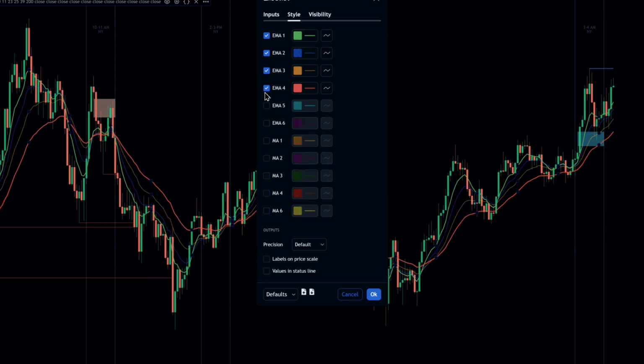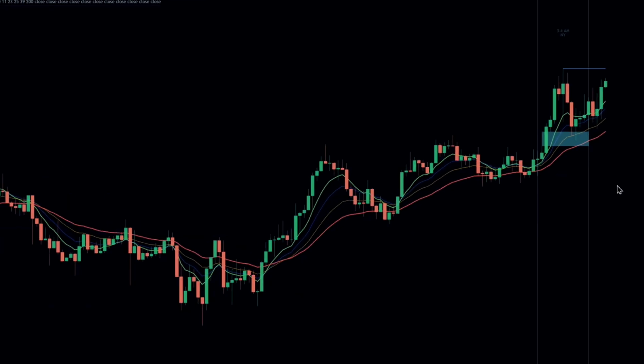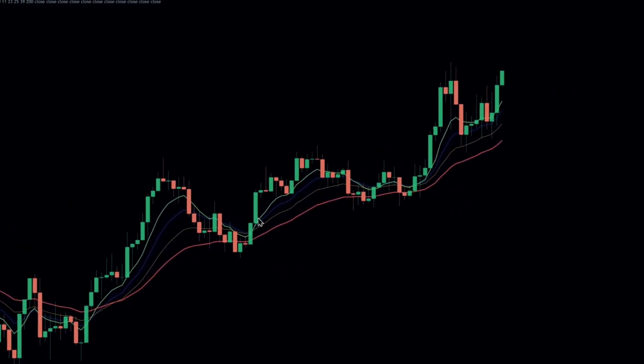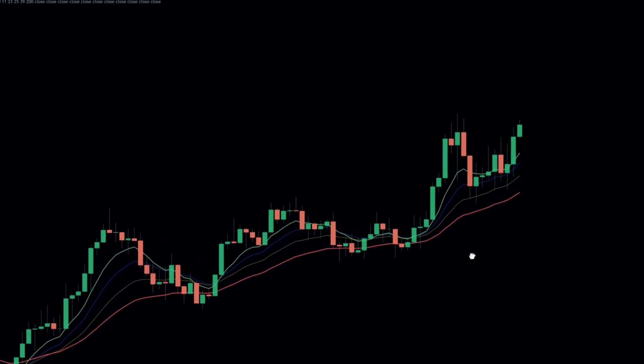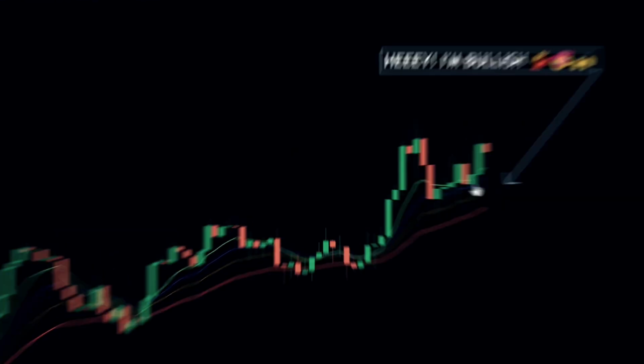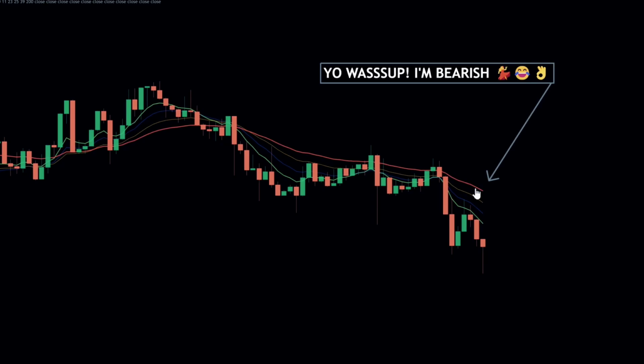Now, click OK. We'll use these 4 EMAs to identify bullish and bearish trends. For a bullish trend, the EMAs should be aligned with the green one on top, followed by blue, orange, and red. For a bearish trend, the order is reversed, with the red on top, followed by orange, blue, and green.